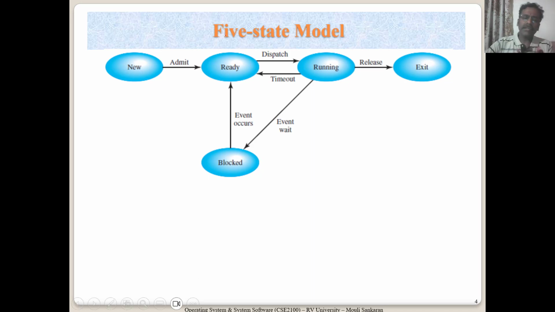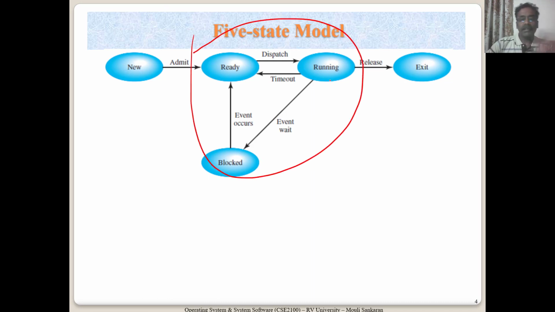What is supposed to be? Then the rest of it, I think this part I have already explained in the previous lecture, right? So I'm not going to repeat that. Now, what is this particular state?